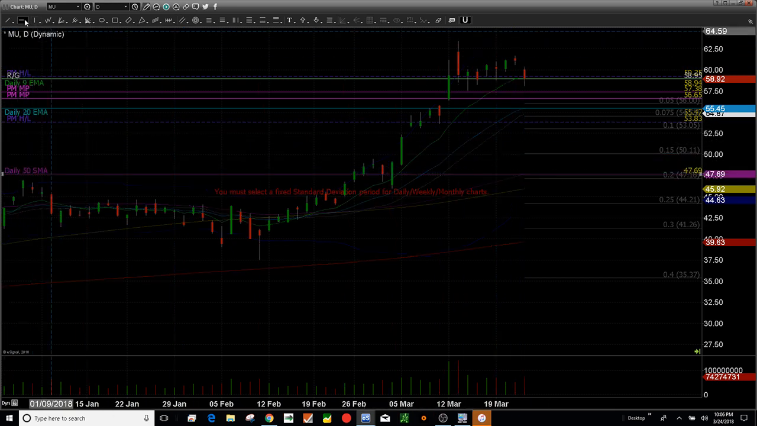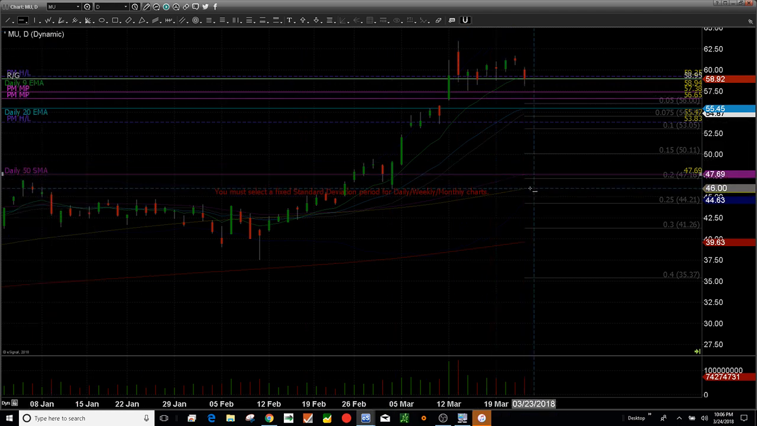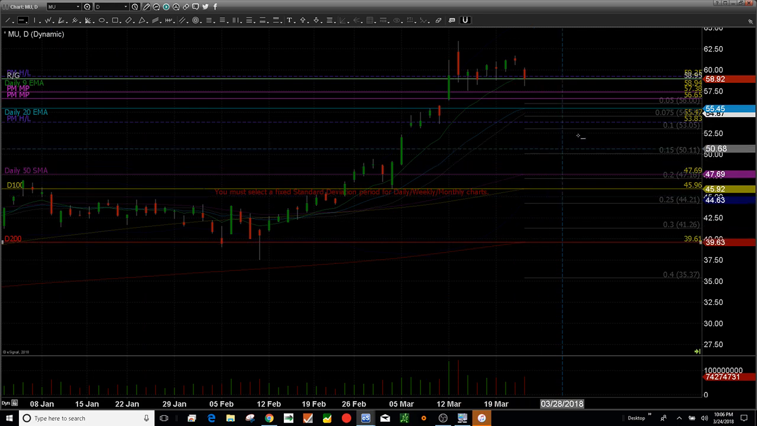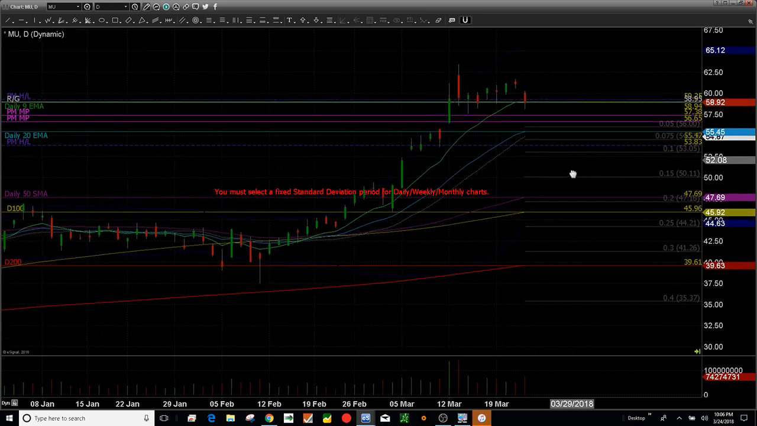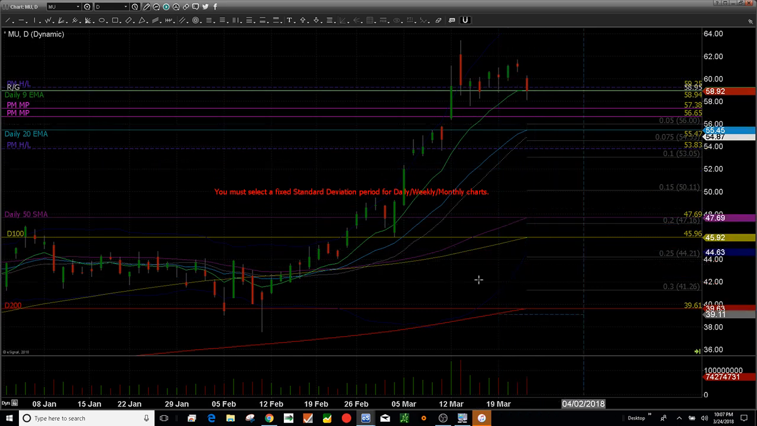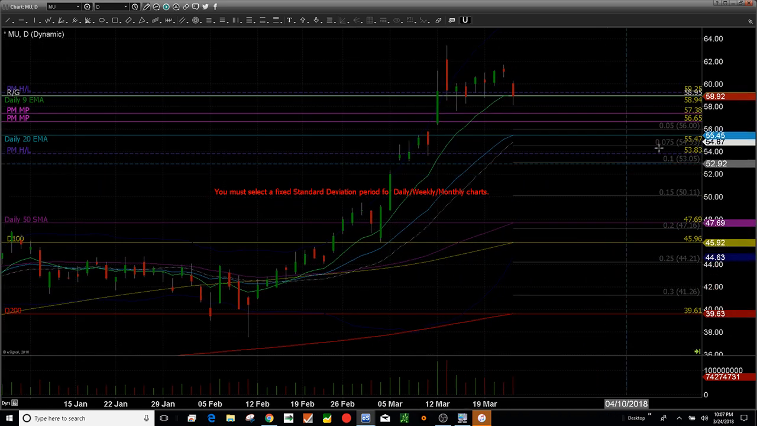50 SMA, 100 SMA, and I personally do not think that these are going to come into play, but I always mark these out on whatever chart I'm trading, whether it be swing trade, day trade, whatever trade I'm making. I want to know where these levels are because they're very important.